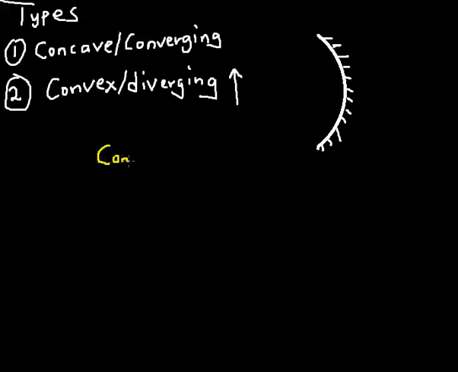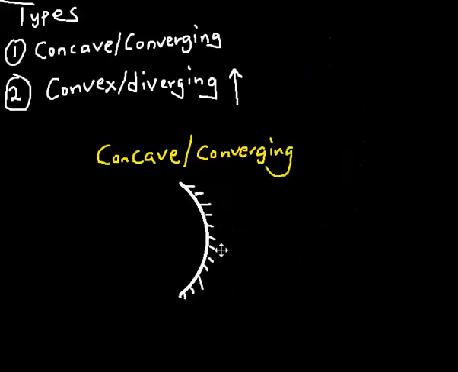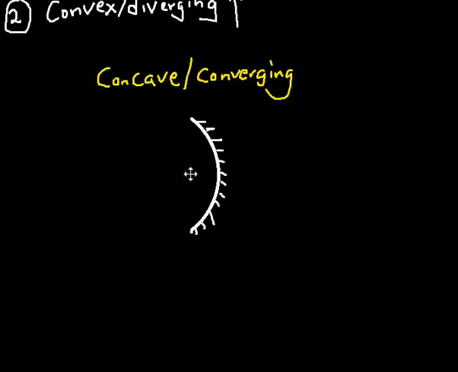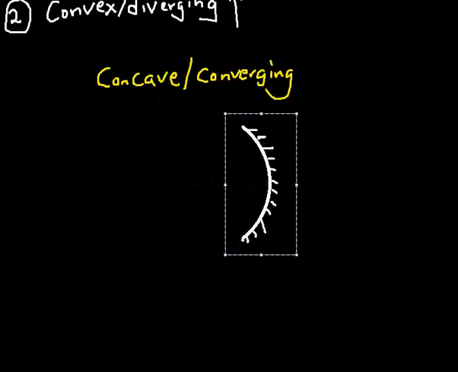This mirror I've constructed here is concave, or converging. Now, why is it called concave or converging? First, it's called concave because the reflecting surface, as you can see, this left hand side, is curved inward.